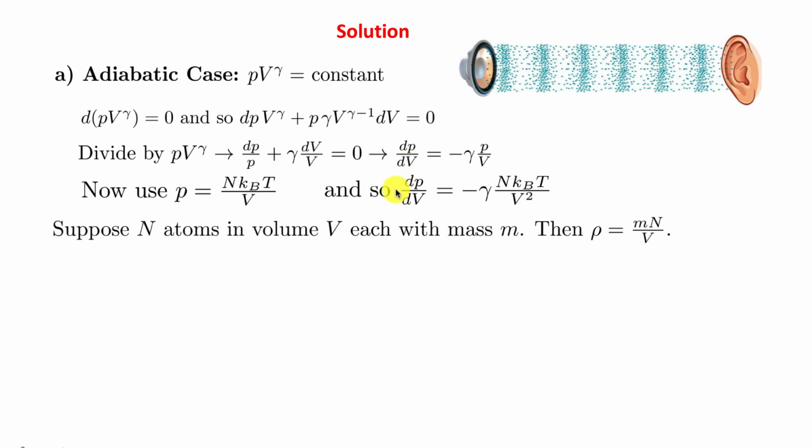However, what we want is not just dP by dV, we want the derivative with respect to the density. So, suppose there are n atoms in this volume V and each of those atoms has got mass m. In that case, the mass density is the total mass, which means the mass of each atom times the number of atoms, divided by the volume. So now we have rho is proportional to 1 over V. In that case, we can take the derivative d rho by dV, and that's just minus 1 over V squared times m times n.